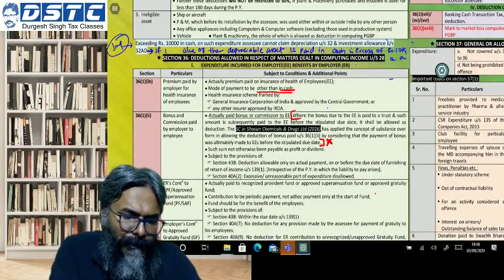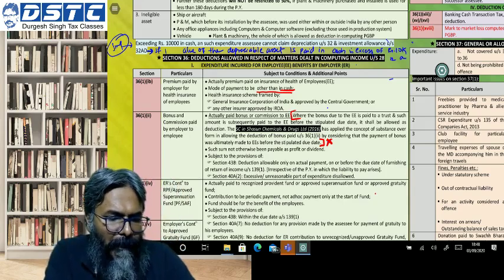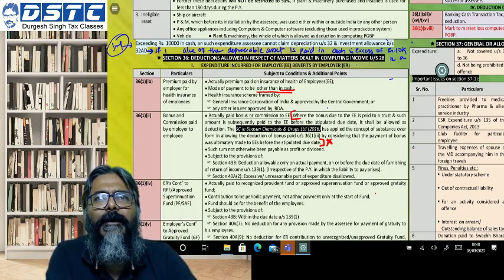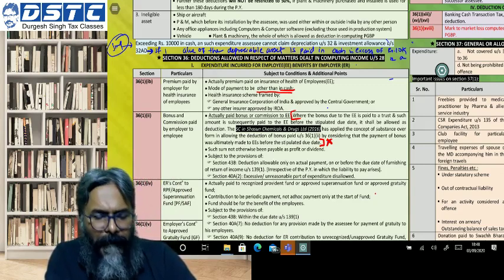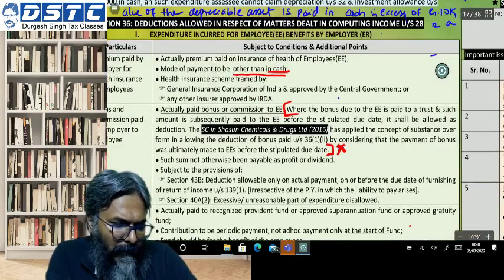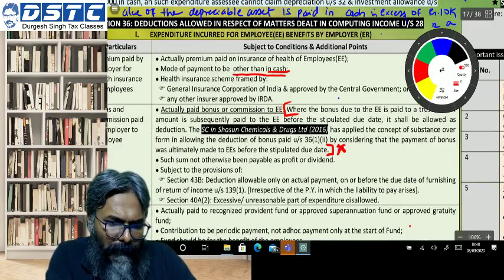Where the bonus due to the employee is paid to the trust, such amount is subsequently paid to the employee, all that, up till the due date. Up till the due date, you can just delete the same. You can delete the same, students. Okay. Now this part, students, is very important. One particular aspect which has been there.